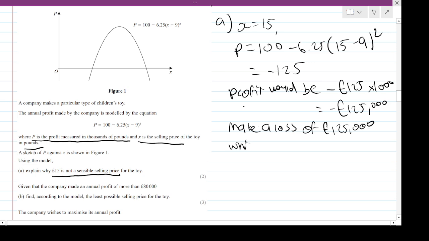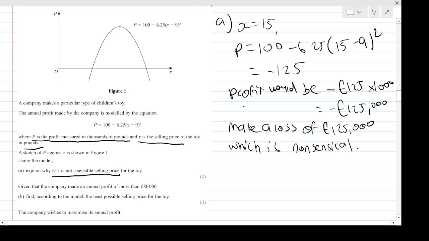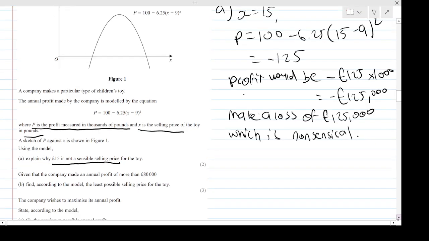Which is nonsensical. Which makes no sense, because why would a business want to do that when the whole idea is to make money and make profit? You want to be in the green, not the red. But there we are, that's fairly common. If you're given a particular number and asked why the model doesn't make sense, just substitute that number in and see what happens. You probably get a weird number out of it. Here I get a negative, which is not ideal. But yeah, cool, part A.